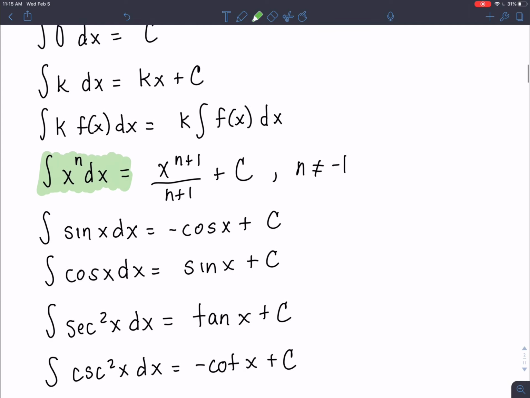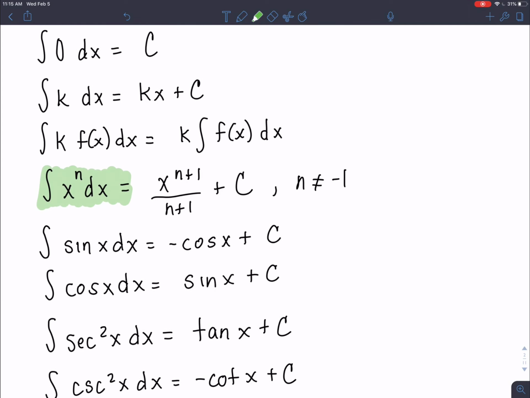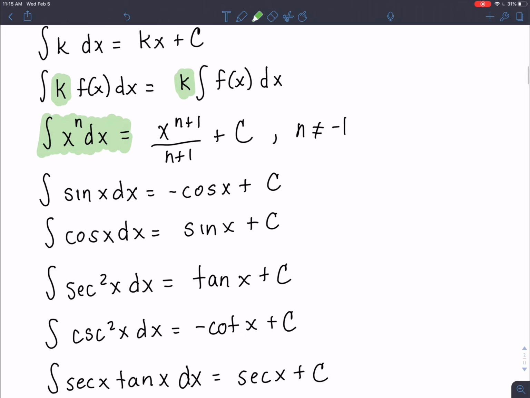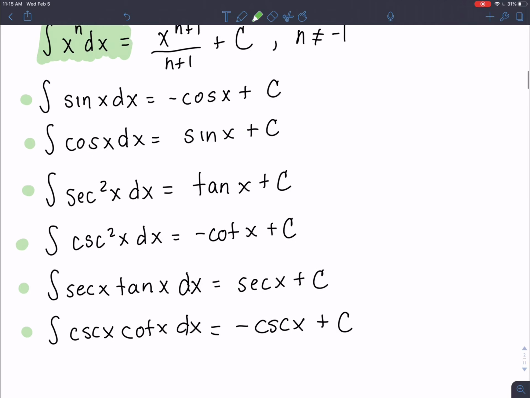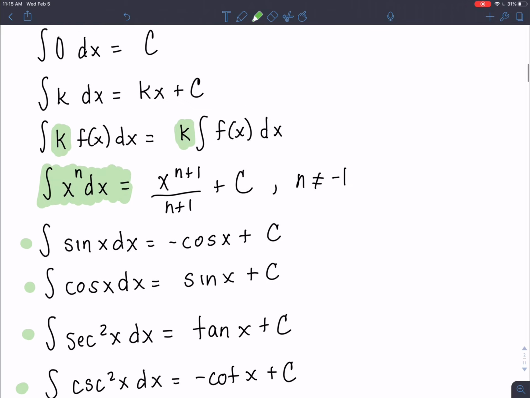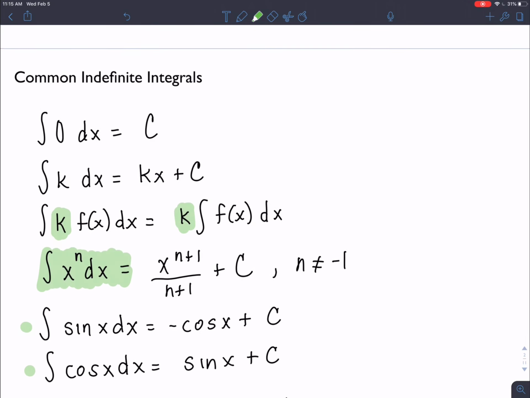And then, let me go back up one. This we do a good bit too. This coefficient can just be pulled out front, and we'll do that a lot. Anytime you see a coefficient, you can pull it out in front of the integral sign. And then, of course, you've got your trig functions: sine, cosine, secant squared, cosecant squared x, secant x tangent x, and cosecant x cotangent x. So those are just some trig functions. Like I said, take a few minutes, pause the video so you can jot these down. These are just your formulas for your basic indefinite integrals.